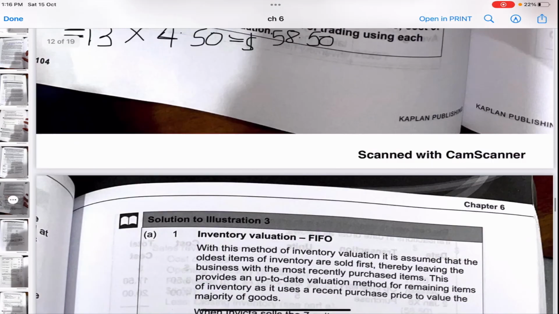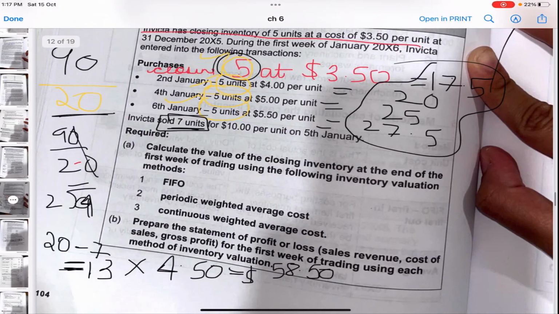So we are done with the FIFO method and we are also done with the periodic weighted average cost method. So in FIFO method, whatever came in first, that goes out first, and also what is the closing inventory left would be whatever has been sold, and you multiply price multiplied by quantity will give you the total value.